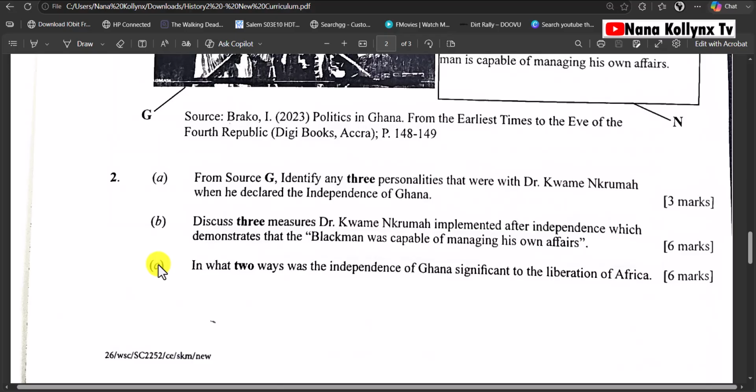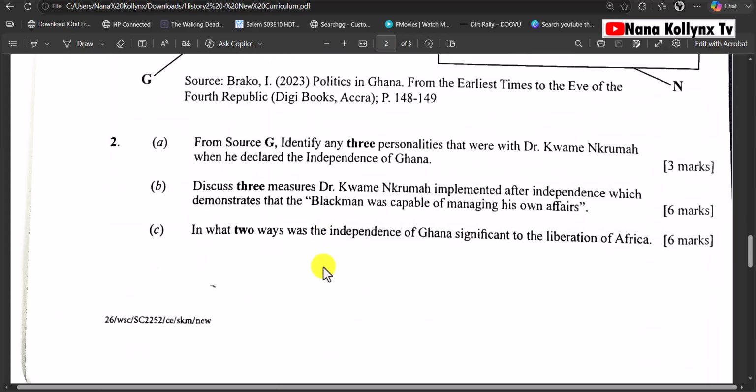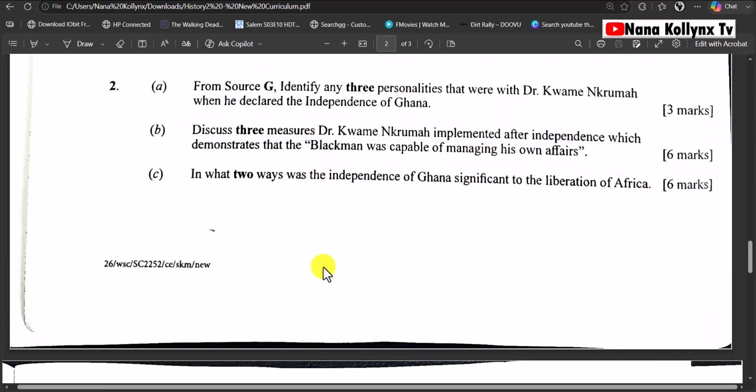Let's move on to 2C. It says, in what two ways was the independence of Ghana significant to the liberation of Africa? How was Ghana's independence significant to the liberation of other African countries? Good. These questions 1 and 2, you must answer one. It's compulsory. It's called sources analysis.